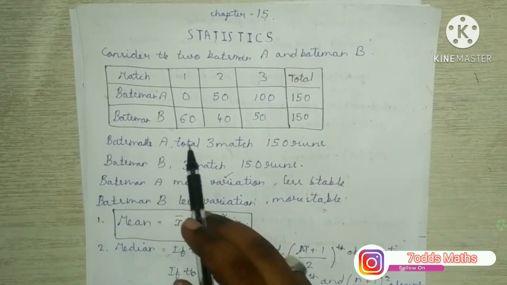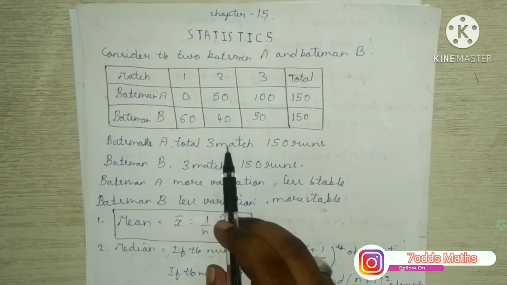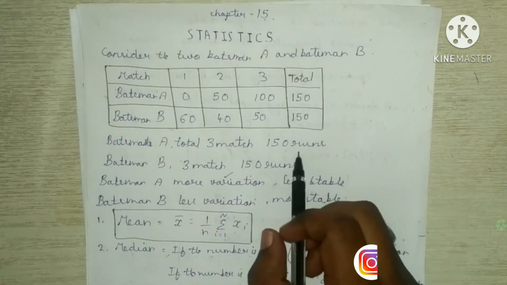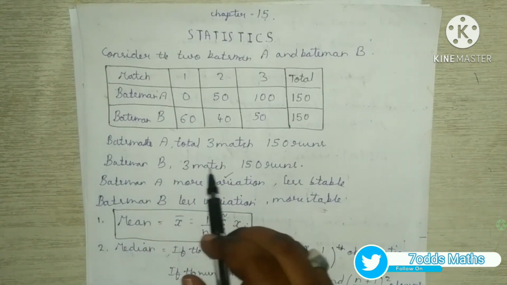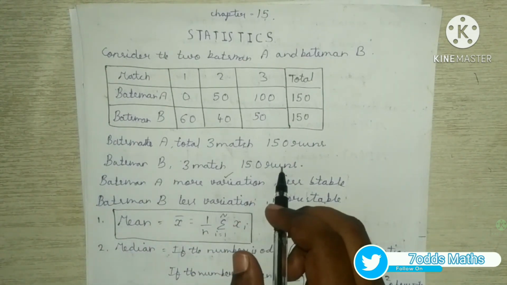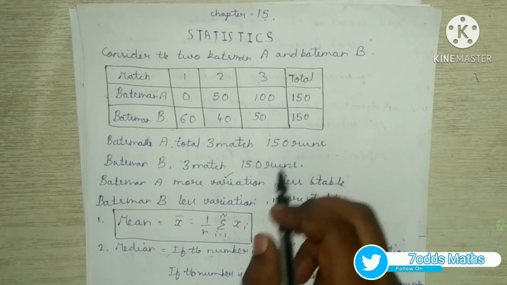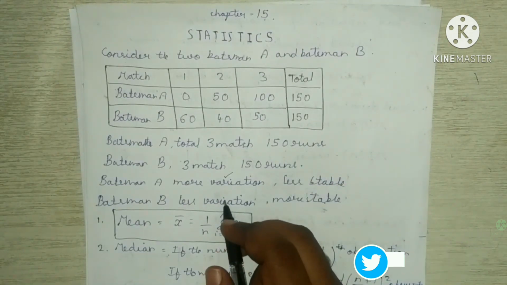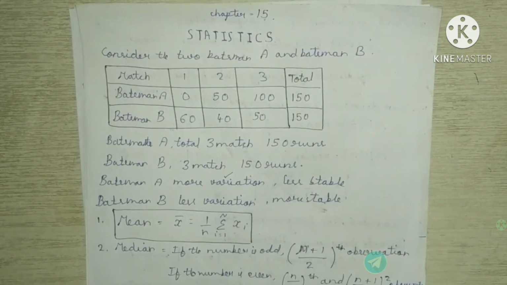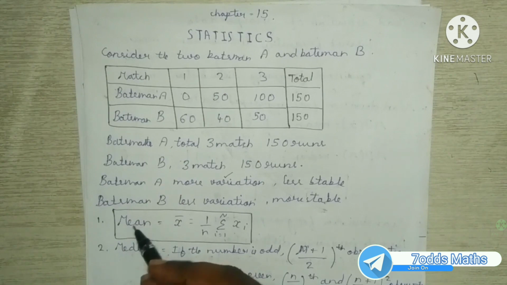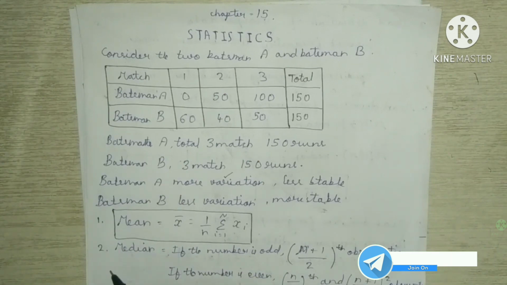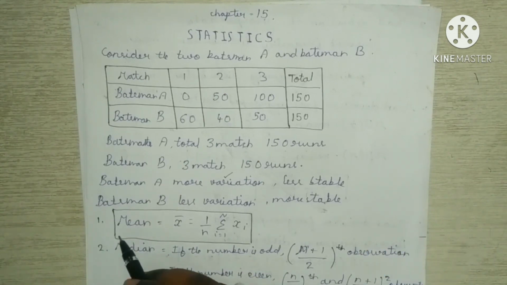Batsman A plays 3 matches in total and scores a total of 150 runs. Batsman B also plays 3 matches and scores 150 runs. Both the runs are the same. Now we need to find who is stable, batsman A or batsman B. Who is more stable and who is less stable, according to the statistics.